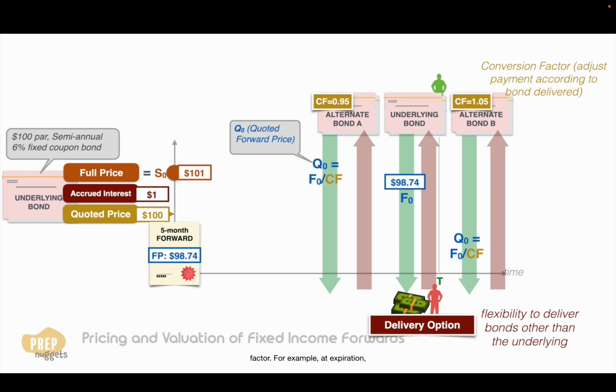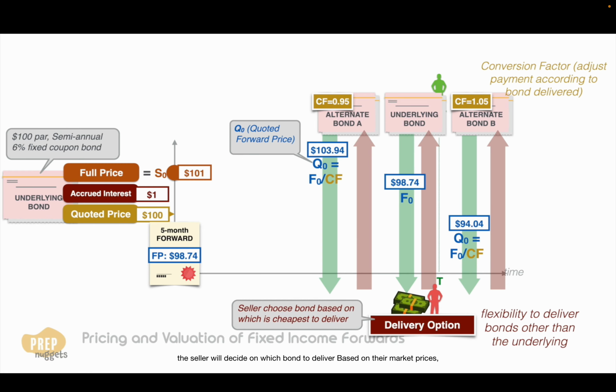For example, at expiration, the short can choose to either deliver the original underlying bond at the forward price of $98.74, or a more valuable bond with a conversion factor of 0.95 at a quoted forward price of $103.94, or a cheaper bond with a conversion factor of 1.05 at a quoted price of $94.04. At expiration, the seller will decide on which bond to deliver based on their market prices. Usually, the cheapest to deliver bond will be chosen.